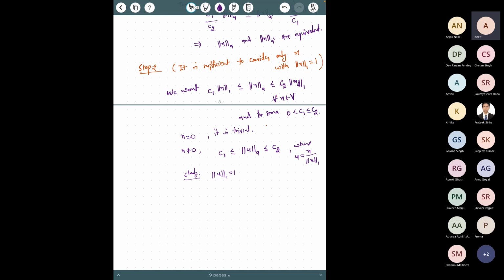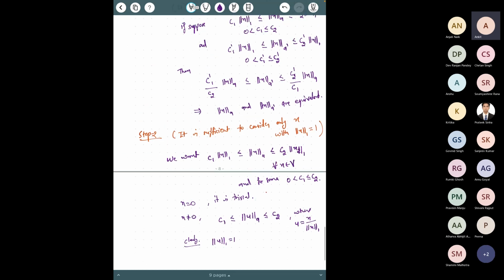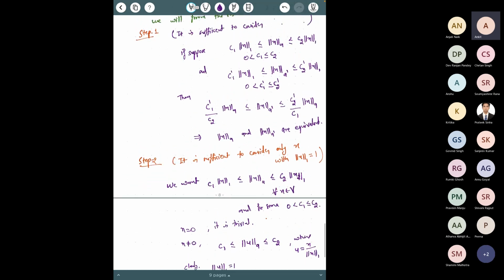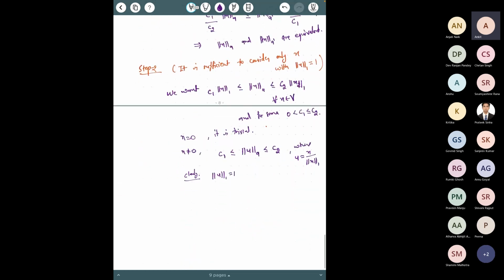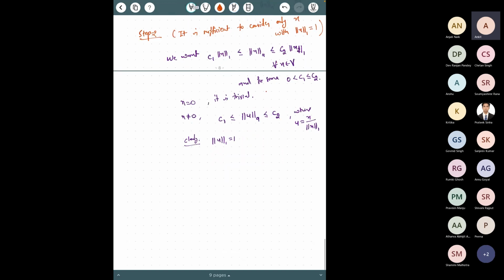So this would be step 2. In the next two steps, I will show that any norm is equivalent to the one norm by proving the result for all vectors u of one norm 1, and I will show the existence of C1 and C2 that satisfy this. Let me write step 3 here.